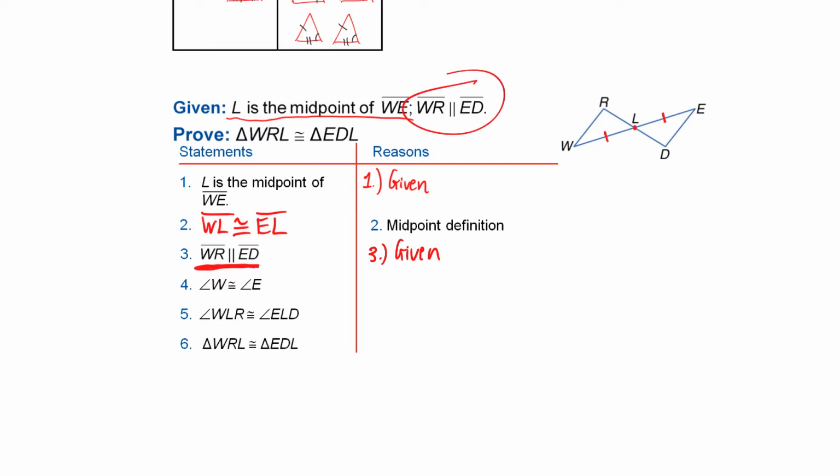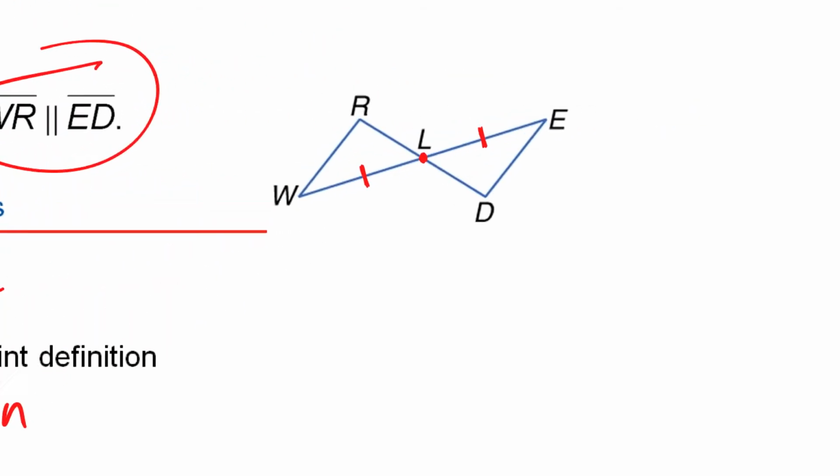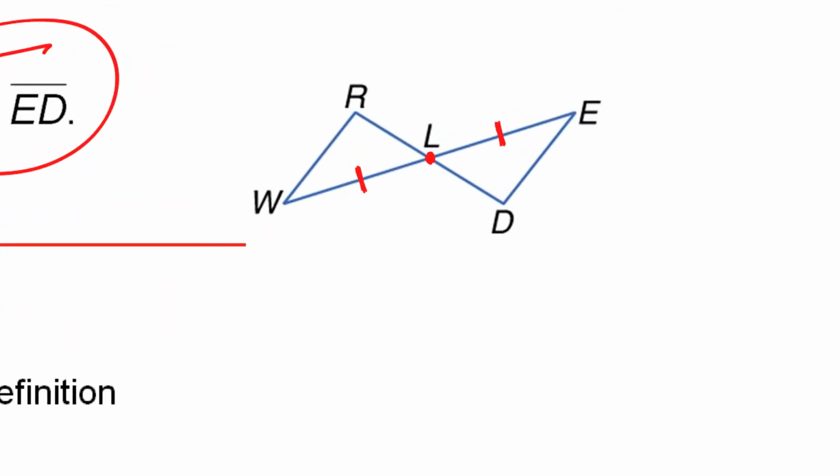Okay. Now we talked about this. How do I mark or show that two lines are parallel on a picture? Arrows. Yeah, I'll put the extra set of arrowheads. So let's draw that on here. This is parallel to this. WR is parallel to ED.